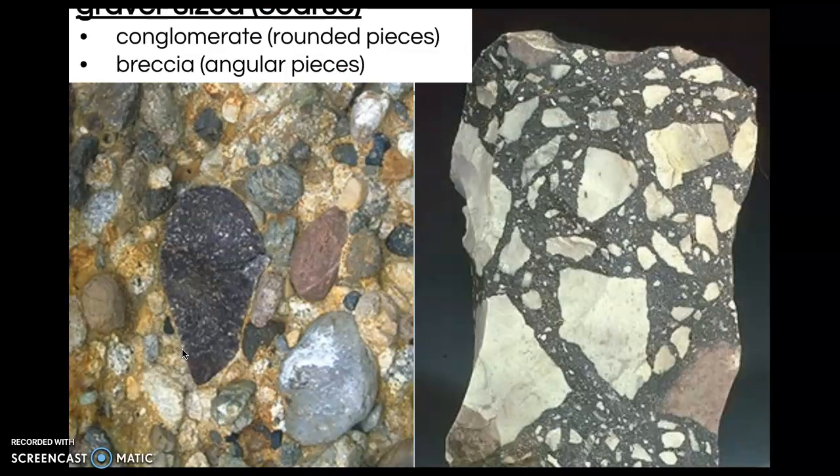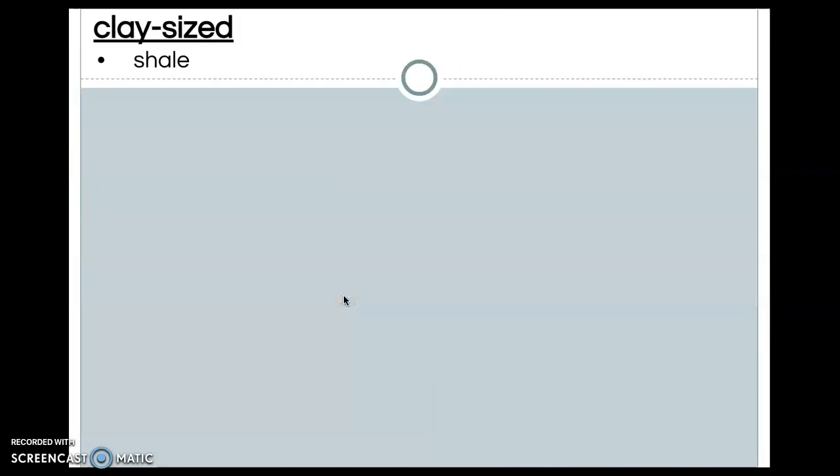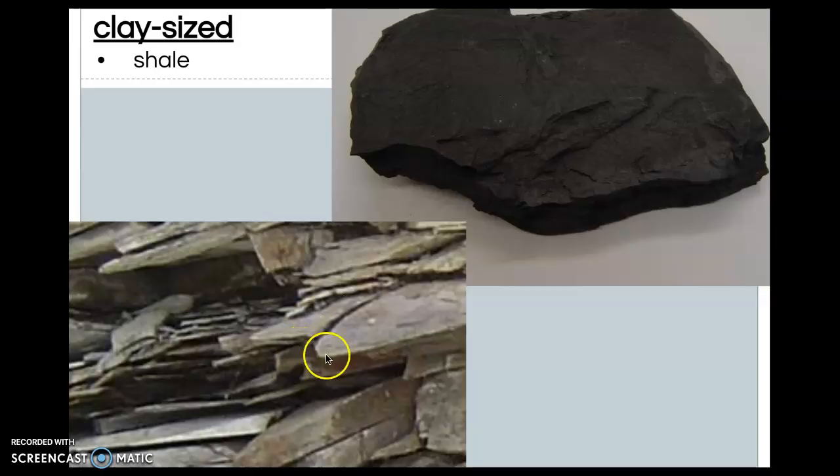So here are some of our examples. So these are going to be listed in the inside top part of your foldable. So we have conglomerate, that's this one with the rounded pieces, and we have breccia, which is the angular pieces. Both of these would be coarse grained. You can see the different pieces, and there's larger pieces in them. Then we have sand-sized, which is medium, and this is sandstone. So we see a lot of this like in the Grand Canyon and down in the southwest part of the country. And we have clay-sized like shale, and we'll look at some shale in class as well.